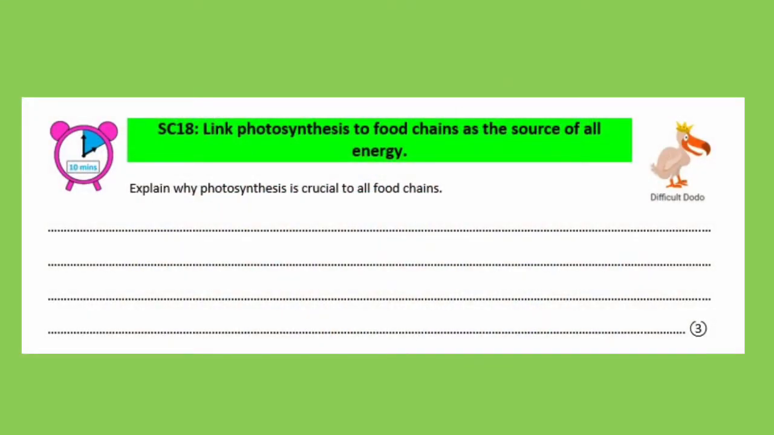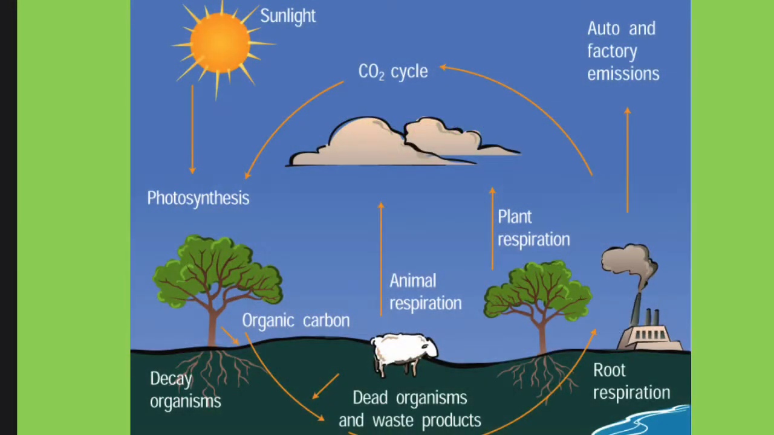Moving on to SC18, when we're going to look at how photosynthesis is crucial to all food chains. Again, this is really difficult, so I'm going to go through the answer first and then you're going to try answering it in your own words, and then I'll put the perfect answer afterwards.